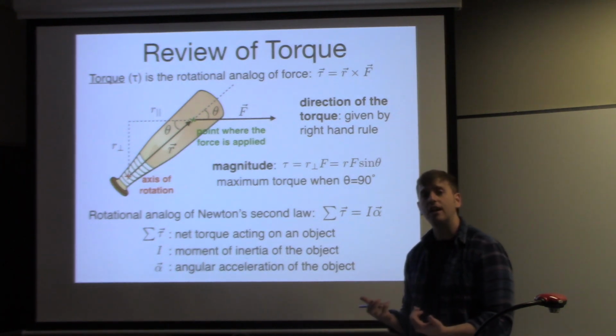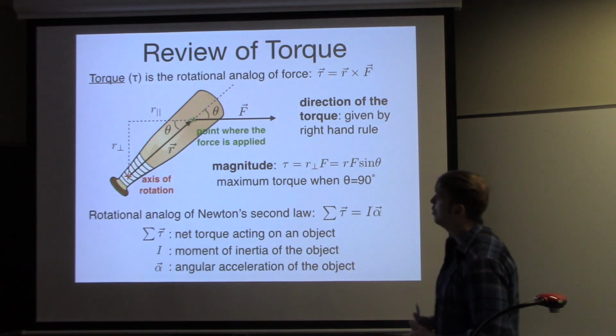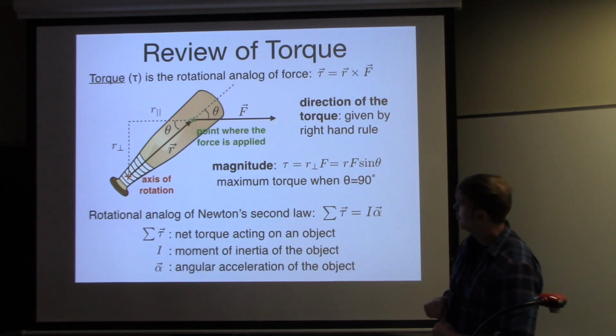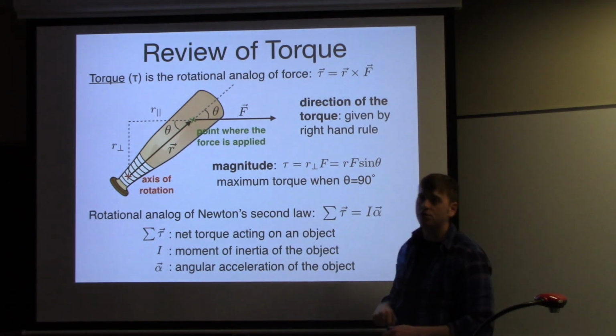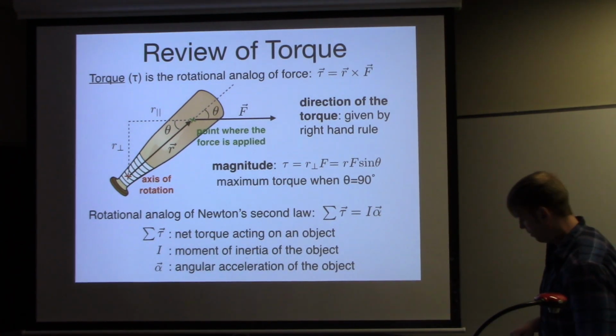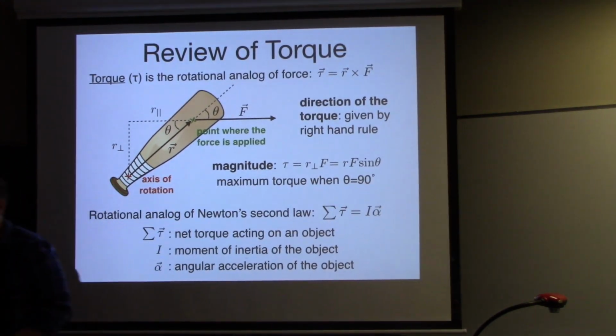If I want to get a rotating object to start moving, then torque is the way to do it. It's given by this equation here. It's a cross product, so once again, we're using cross products. Tau, which is what we use for torque, is equal to R cross F. Let's get a handle on what this is saying by looking at this diagram here.